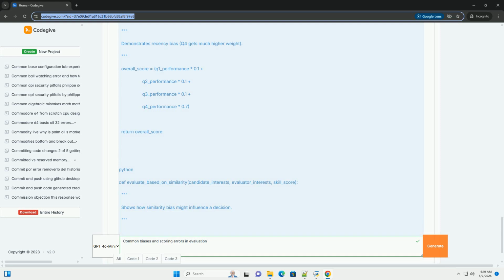4. Recency bias. Description. The tendency to give more weight to recent events or performance than to events that occurred earlier in the evaluation period. Example. A student who does well on the final exam receives a higher grade than a student who performed consistently well throughout the semester but struggled on the final exam. A salesperson who closes a large deal at the end of the quarter receives a higher performance rating than someone who performed steadily well throughout the quarter.